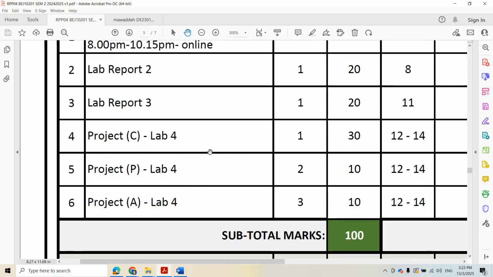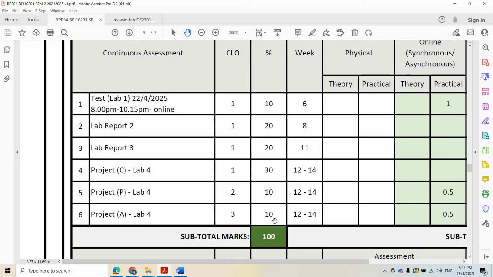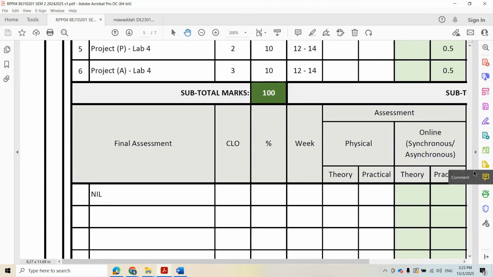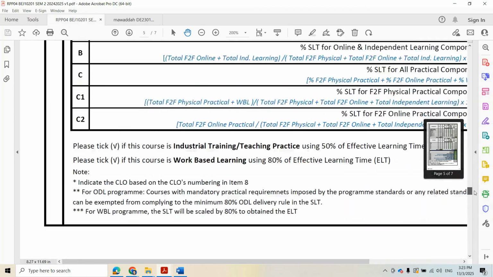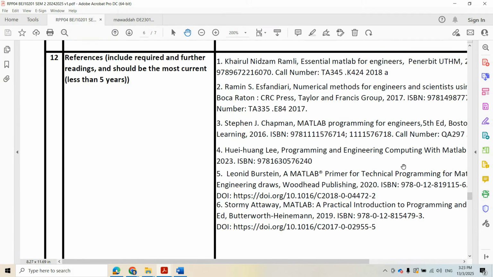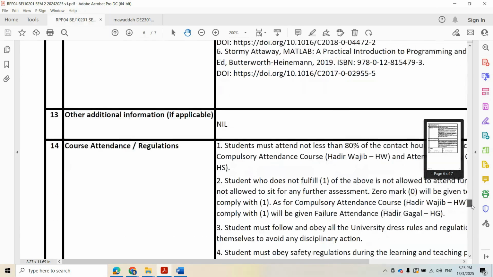So this is the CLO1. These are the things you have to complete in order to get the marks, your assessments. There is no final exam for this subject, so no worries. Here there are a lot of references you can refer to, and of course you can refer to other resources from websites, the internet, or even ChatGPT, AI, or whatever. You can refer to them.